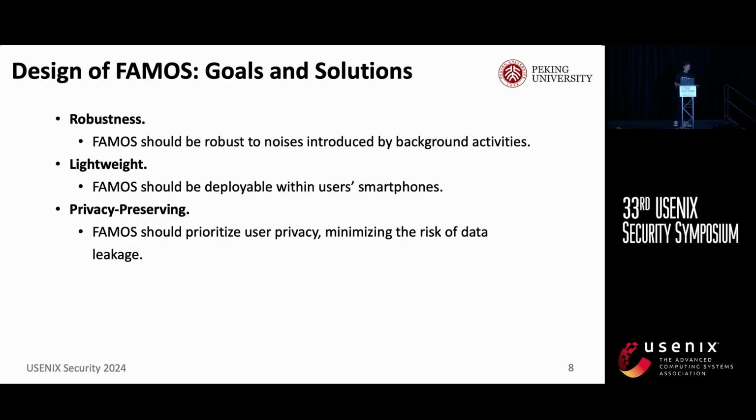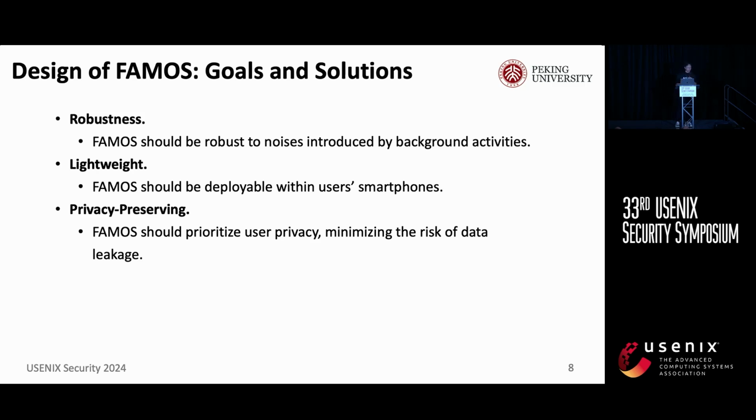So in our design, we want to achieve 3 goals. The first one is robustness. The FAMOS should be robust to noises introduced by the background activities. So we fuse the multi-modal sensors to extract more information and mitigate the side effects of the noises. And the second goal is lightweight, because FAMOS should be deployable within the user smartphones. So we design a residual DNN model architecture to achieve good performance while minimizing the model size.